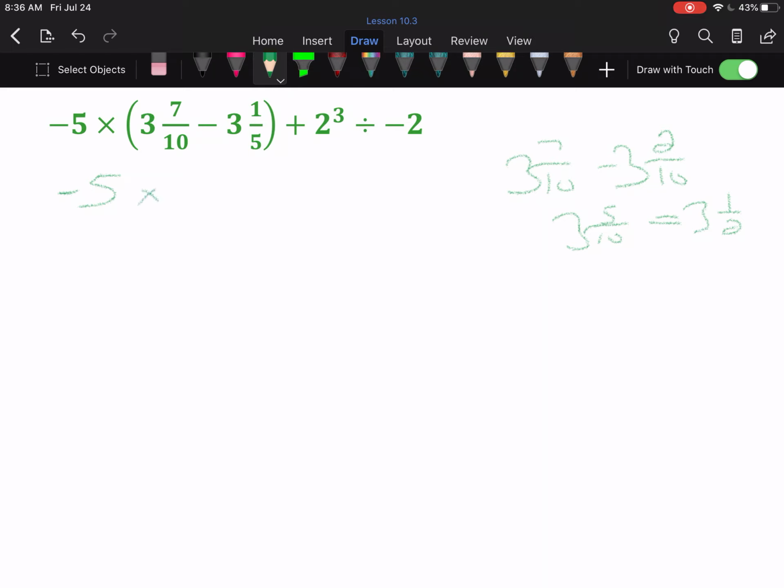So we're going to have negative 5 times 3.5 plus 2 to the third power divided by negative 2. Next in the order of operations are the exponents. Actually, we're going to multitask here. Since this is multiplication, I'm not going to be able to use 3.5. I have to change that to 7/2. And we can go ahead and change the form right now. That's okay. 2 to the third power is 2 times 2 times 2. 2 times 2 is 4. 4 times 2 is 8.